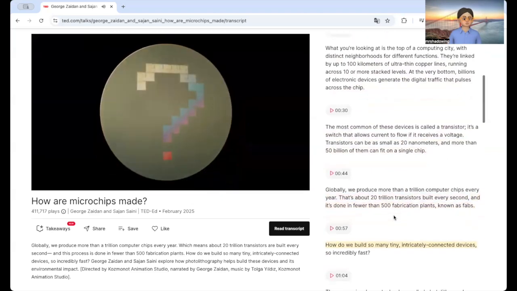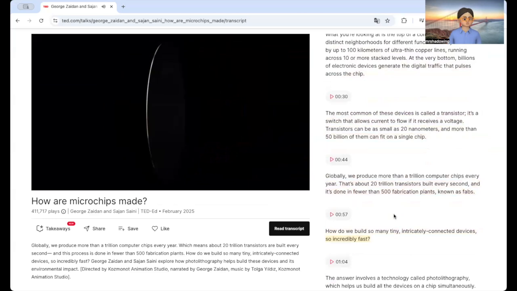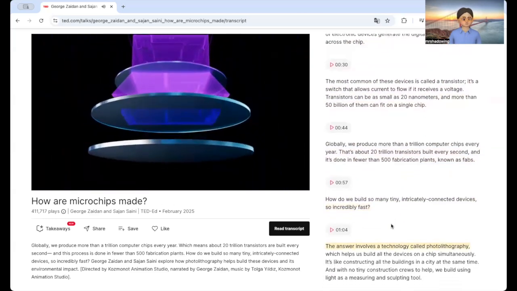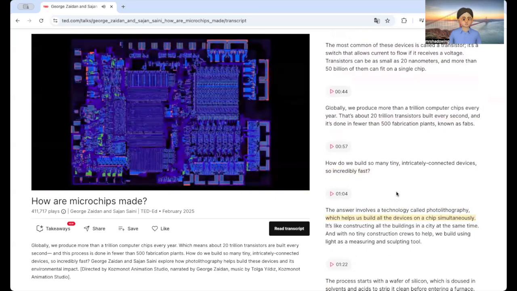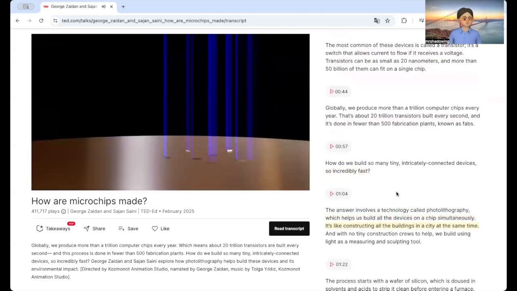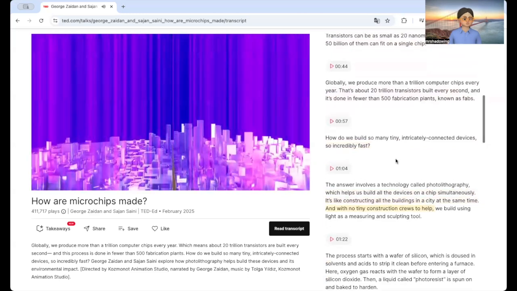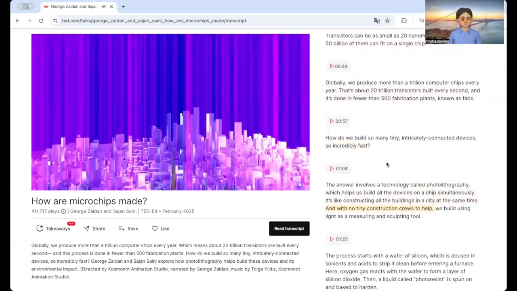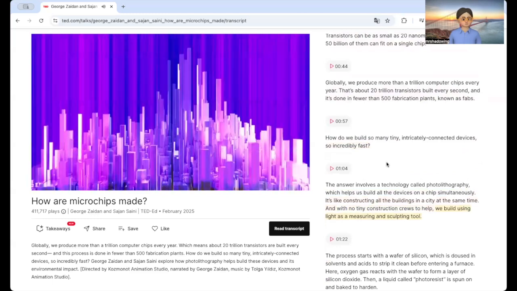How do we build so many tiny, intricately connected devices so incredibly fast? The answer involves a technology called photolithography, which helps us build all the devices on the chip simultaneously. It's like constructing all the buildings in the city at the same time. And with an on-time construction crew to help, we build using light as a measuring and sculpting tool.